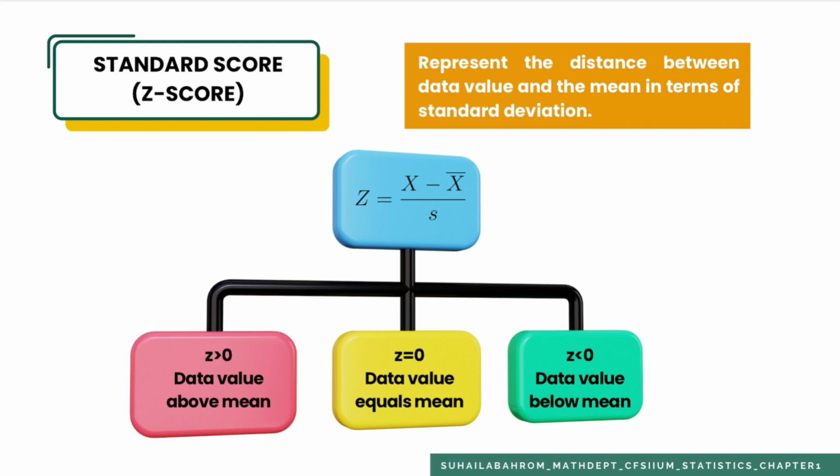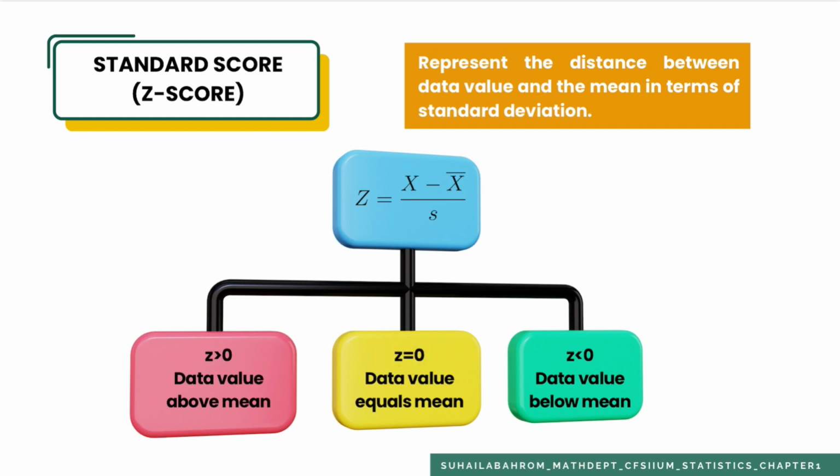Either the difference is positive, the difference is equal, or the difference is negative, meaning that the possible values of the Z-score are either greater than 0, equal to 0, or less than 0. If you get a value of Z greater than 0, it means that the data value you are calculating is above average, or above the value of the mean.